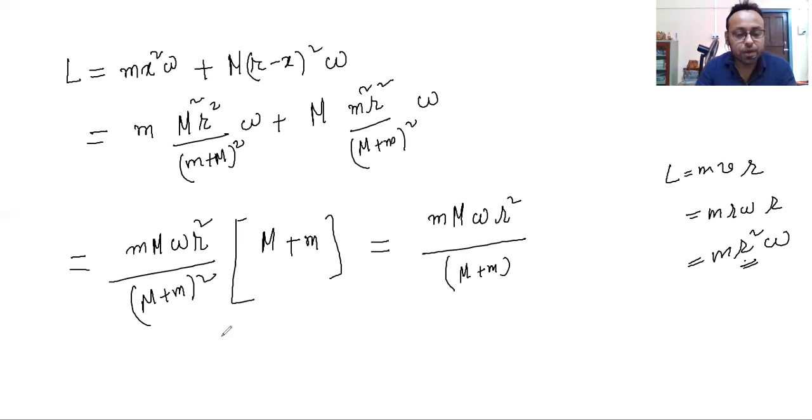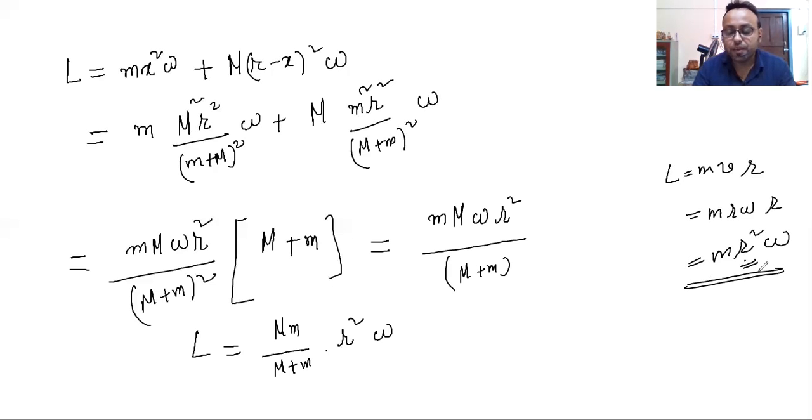So your angular momentum is coming out like Mm divided by M plus m into r square omega. Now I have already shown you this is our angular momentum, isn't it? This kind of expression you generally get in angular momentum. This is the expression you got from Bohr's postulate as well. L is equal to mvr, or in place of mvr you can write m r square omega.